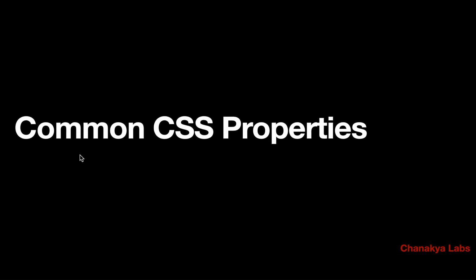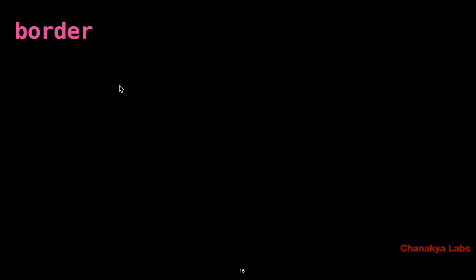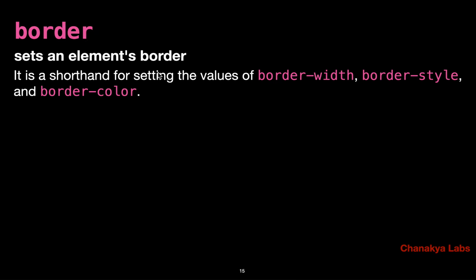So earlier we had a look at a few CSS properties. Now let's have a look at a few more of them. The first one which we are going to look at now is border. We have used border many times before, but now let's take a deep dive into what it is. It sets any element's border.